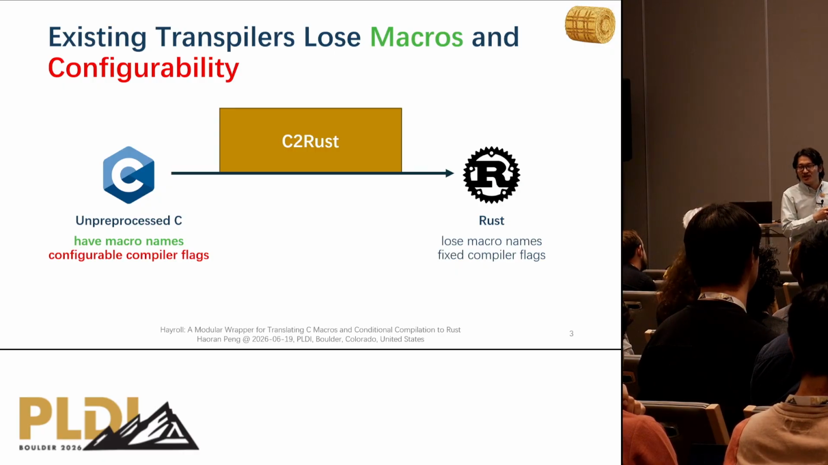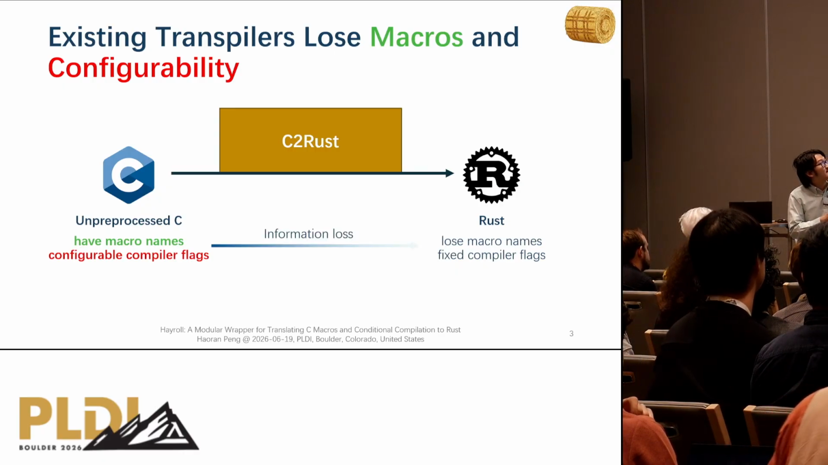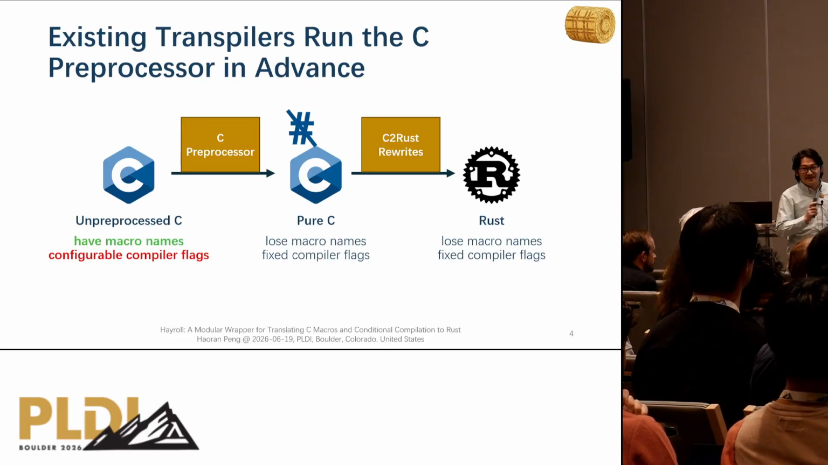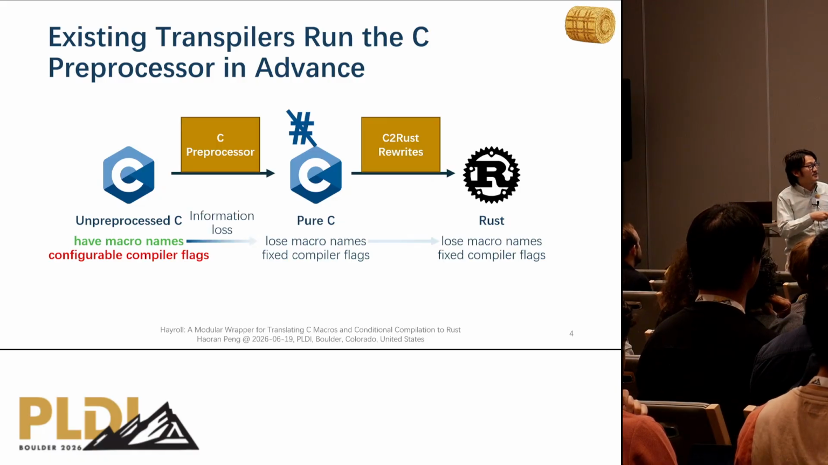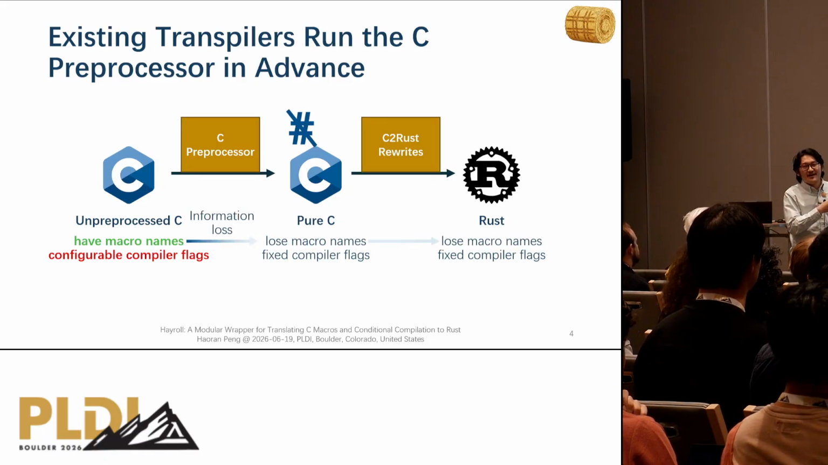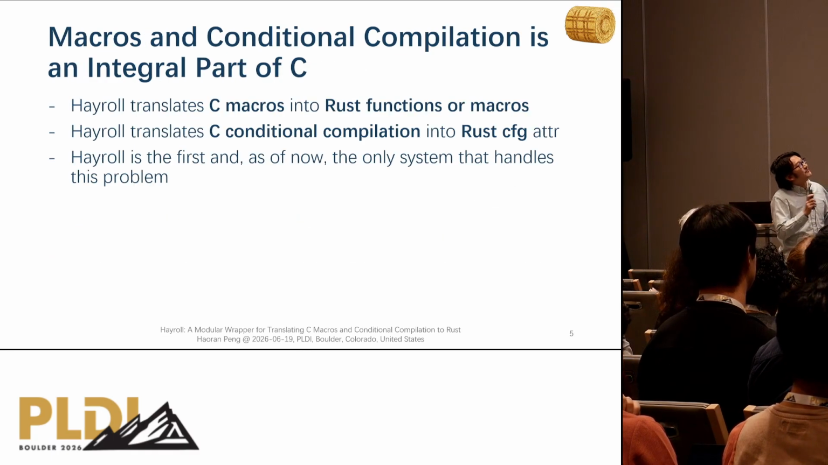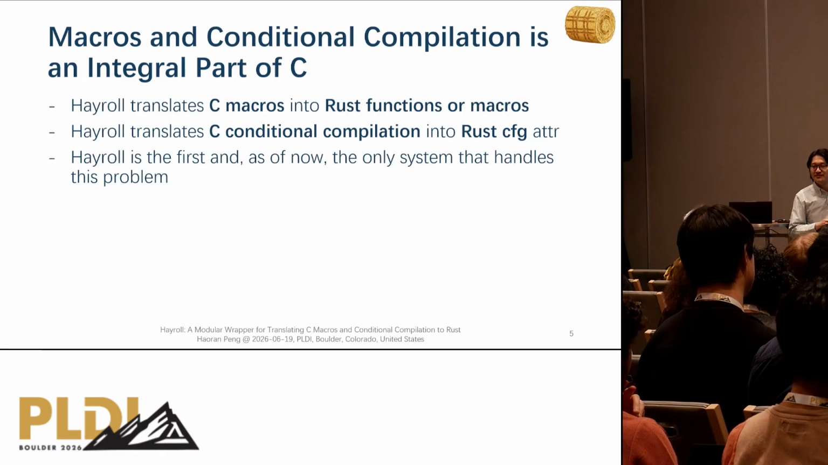This information loss happening during the process is due to them running the C preprocessor in advance. They didn't do anything bad, they just ran the C preprocessor, which erased all this information. Well, we don't really want that. We decided that macros and conditional compilation are such an integral part of C. People use them to write everything from constants to small implementations of min, max, all kinds of things.